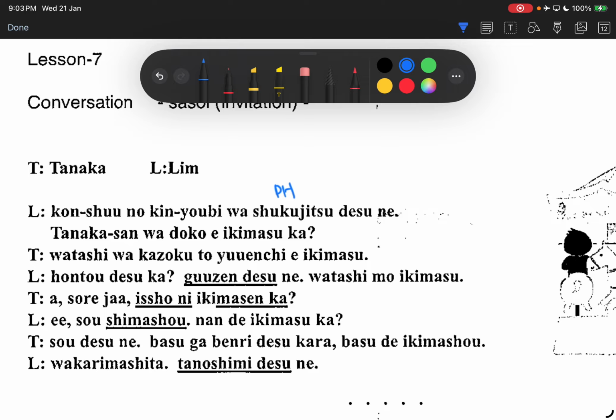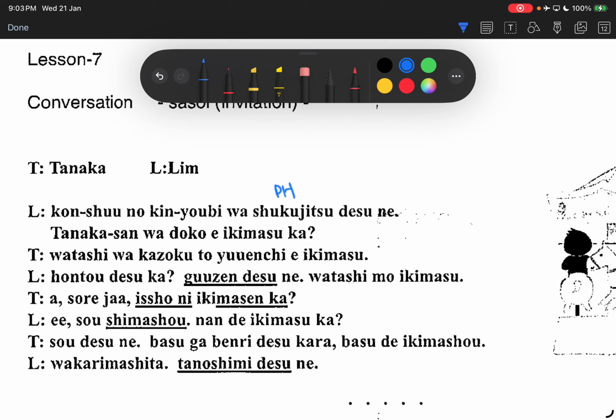But ikimasu is also okay. Can, but it's very weak. So ikimasen ka is a stronger way to invite someone. Ikimasu ka is like, are you going? Do you want to go? So you are giving the guy the option to choose. But ikimasen ka is a stronger way to invite somebody. Okay, then back to your question.